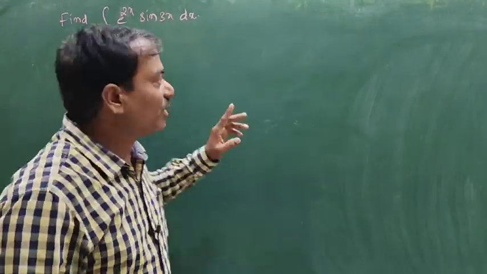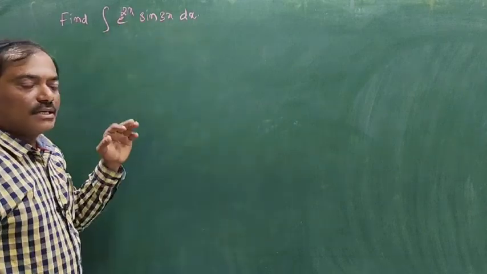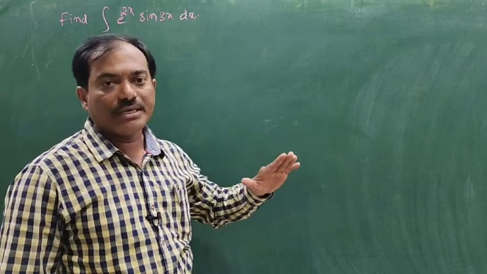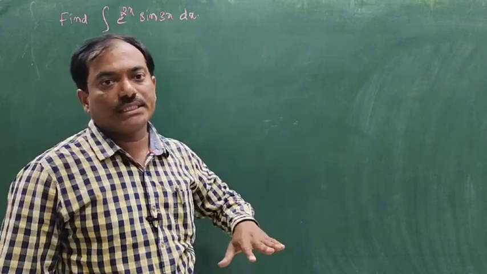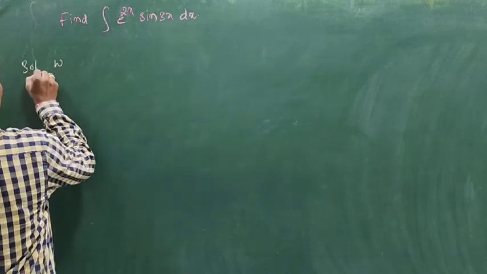Now we find this integral value: find the integral of e to the power 2x sin 3x dx. In the general case, we follow the same procedure and apply integration by parts. But we know one of the formulas. What is the formula? Our solution. We know the formula.